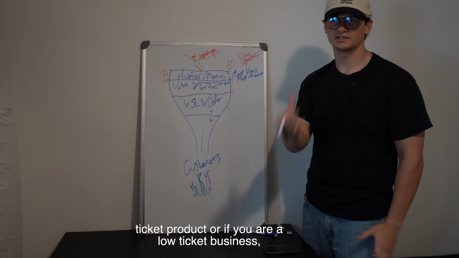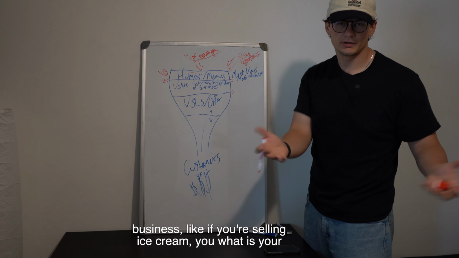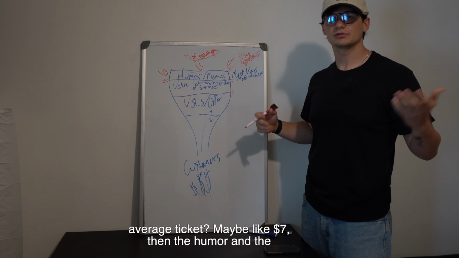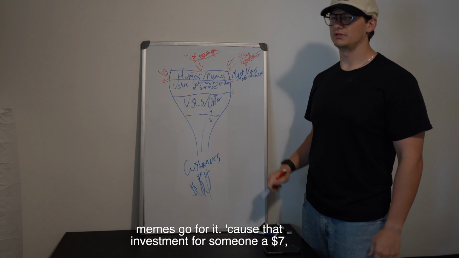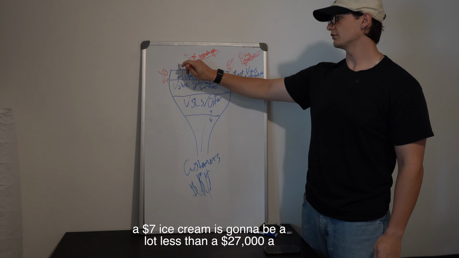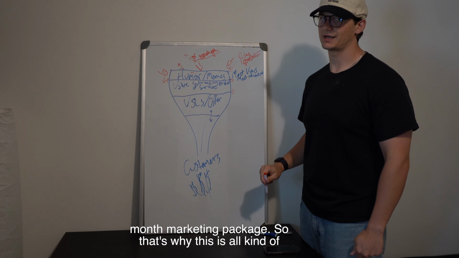Now, if you have a very low ticket product, or if you are a low ticket business, like if you're selling ice cream, what is your average ticket? Maybe like $7. Then the humor and the memes, go for it. Because that investment for someone, a $7 ice cream, is going to be a lot less than a $27,000 a month marketing package.